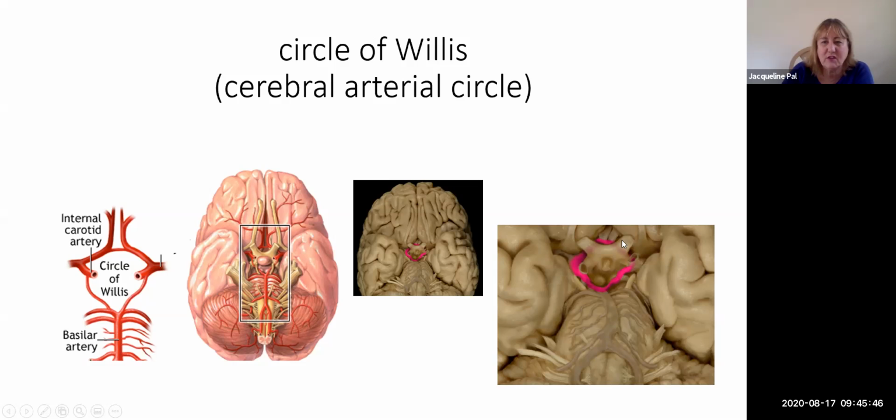And this is a circular structure which goes completely around where the optic chiasm and pituitary gland is located. So when those structures are present, you really can't clearly see it. So in order to understand what's happening, let's look at this left picture where you see the two internal carotid arteries and the basilar artery all being tagged.